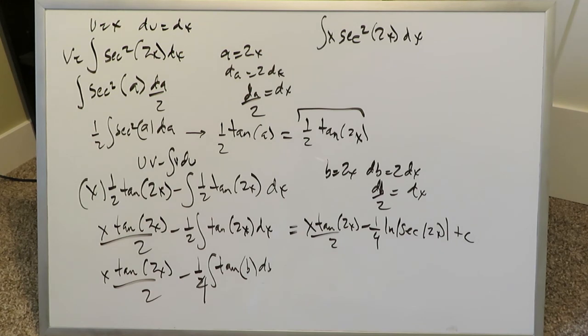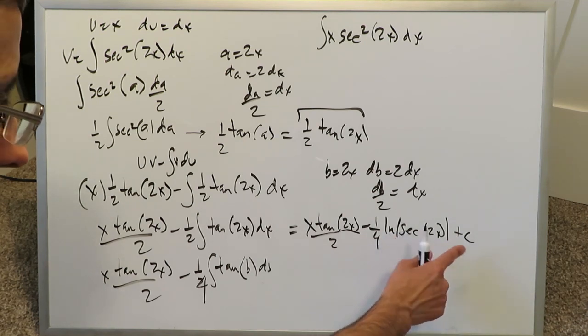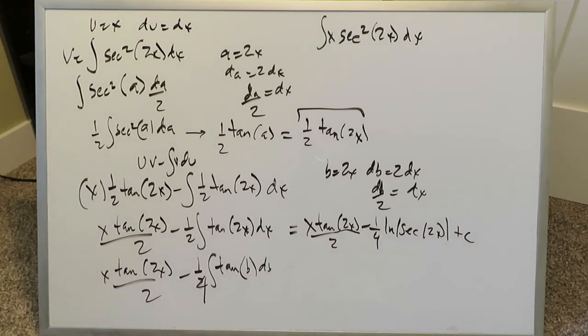So here's my final answer. x tan 2x divided by 2 minus 1 over 4, natural log, absolute value of secant 2x, close the absolute value, plus c, and that's your answer.